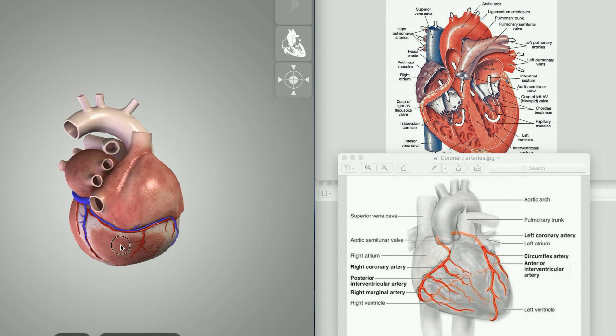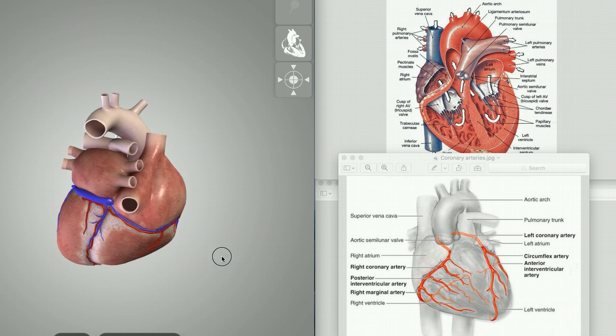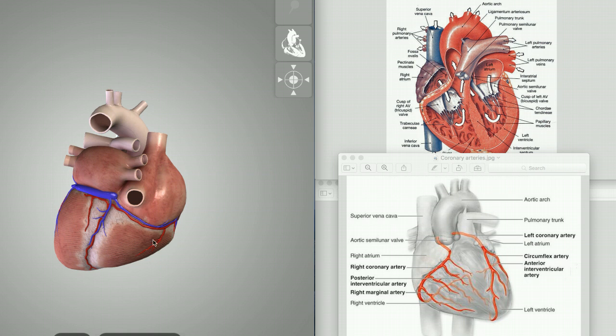Goes around the back, and then down this way. So it goes around the back, there's the right marginal artery, and then it goes down around this way to form the posterior interventricular artery, which is shown here, which is faded color here. So that's the basic anatomy of the arteries of the heart.